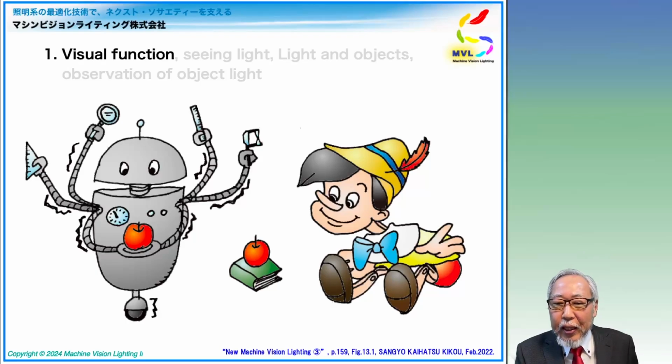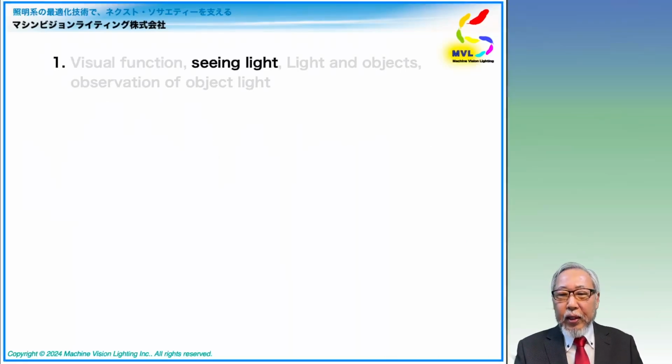The reason it can't is that Pinocchio wanted to become a human because he wanted a heart. Robots don't have hearts. This means that because visual function is actually a function of the psychological mind, robots can't use their visual functions in the same way as humans. Well, in that context, the next step is seeing light.